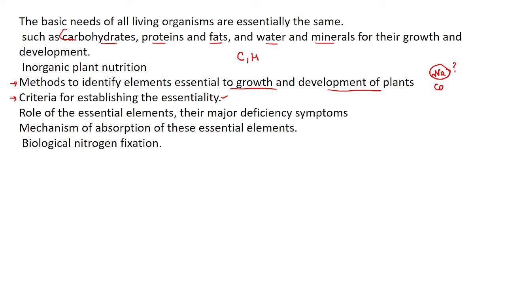Then the role of essential elements and their major deficiency symptoms also. If any element is essential, say for example carbon, then what is the role of this carbon in the plant, what is it doing over there? And if this carbon is removed, if it is not present in the plant, then what deficiency symptoms occur over there? What deficiency symptoms will be visible in that plant? Then what is the mechanism of absorption of these essential elements, means how the plant is absorbing that particular element. And at the end we will talk about biological nitrogen fixation. Here we will see the role of the rhizobium bacteria also.